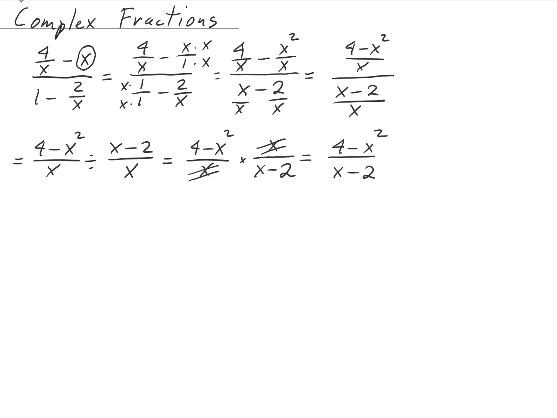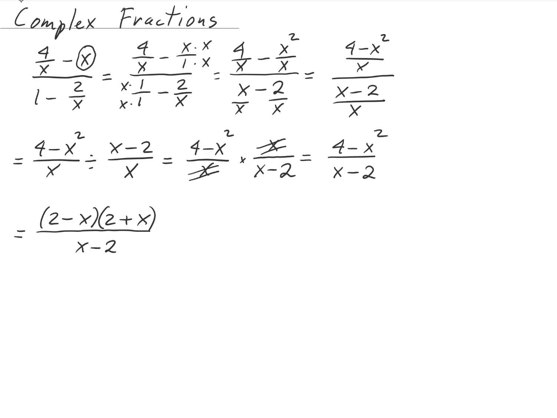We can still simplify this a little further, because if you notice, 4 minus x squared can be factored. We can factor that as 2 minus x times 2 plus x. That's a difference of squares, over x minus 2. Now, can we cancel this 2 minus x with that x minus 2 on the bottom? No, because they're not identical.